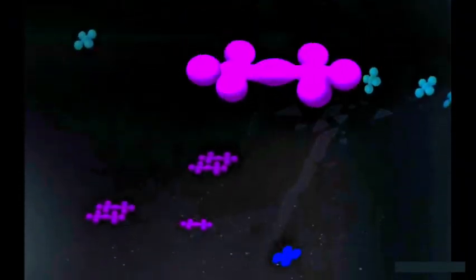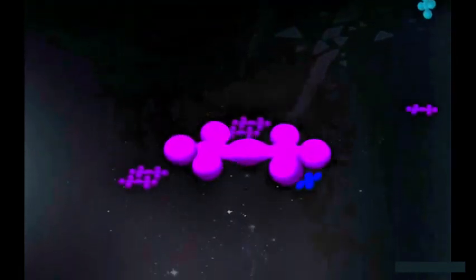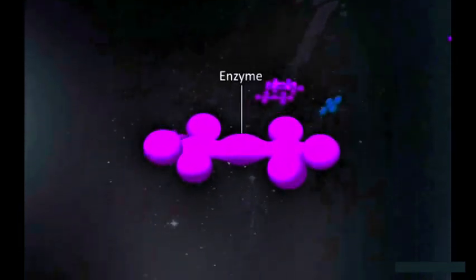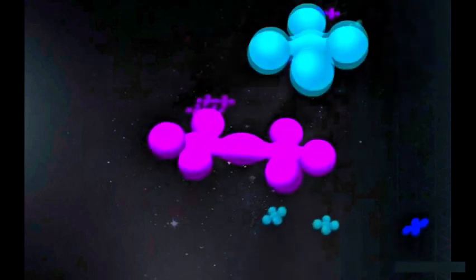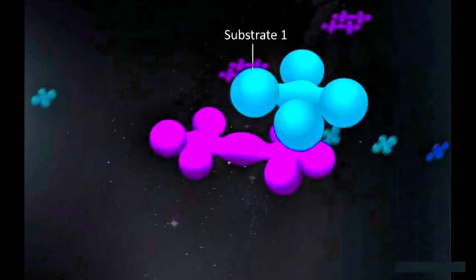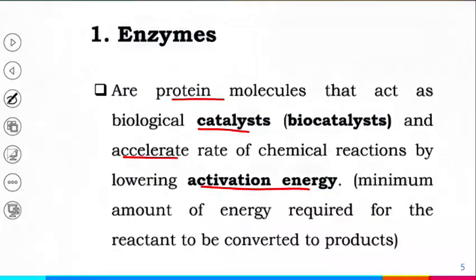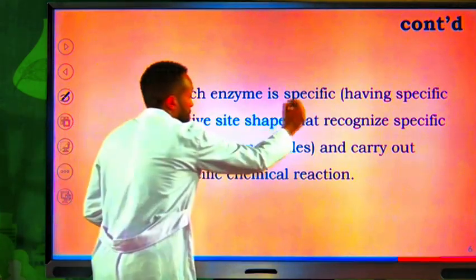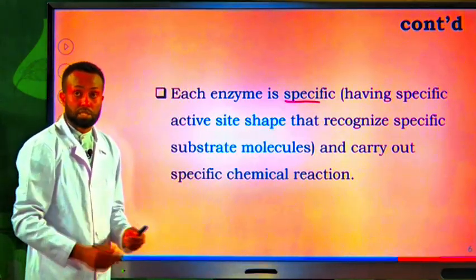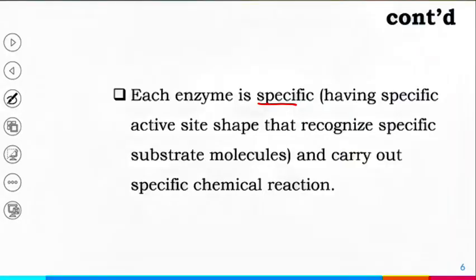Enzymes are protein molecules that act as biological catalysts. Biological catalyst or biocatalyst means it accelerates the rate of chemical reaction by lowering activation energy. Activation energy is the minimum amount of energy required for the reactant to be converted to what? Products. Each enzyme is specific, which means they have a specific active site shape that recognizes specific substrate molecules, and they carry out specific chemical reactions.